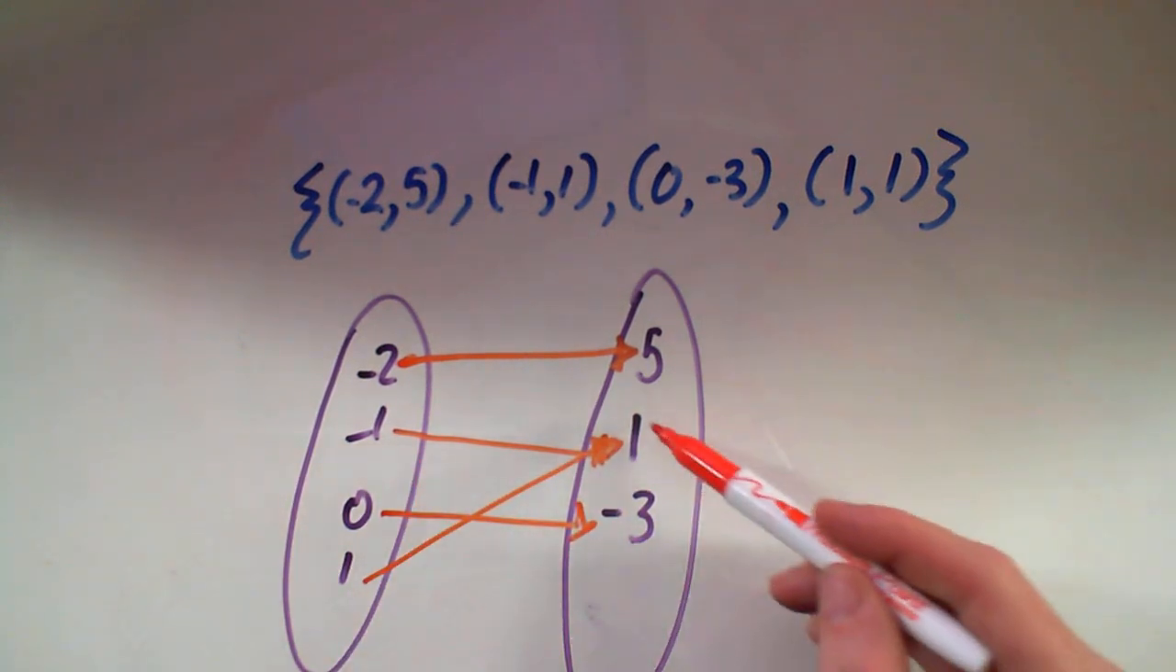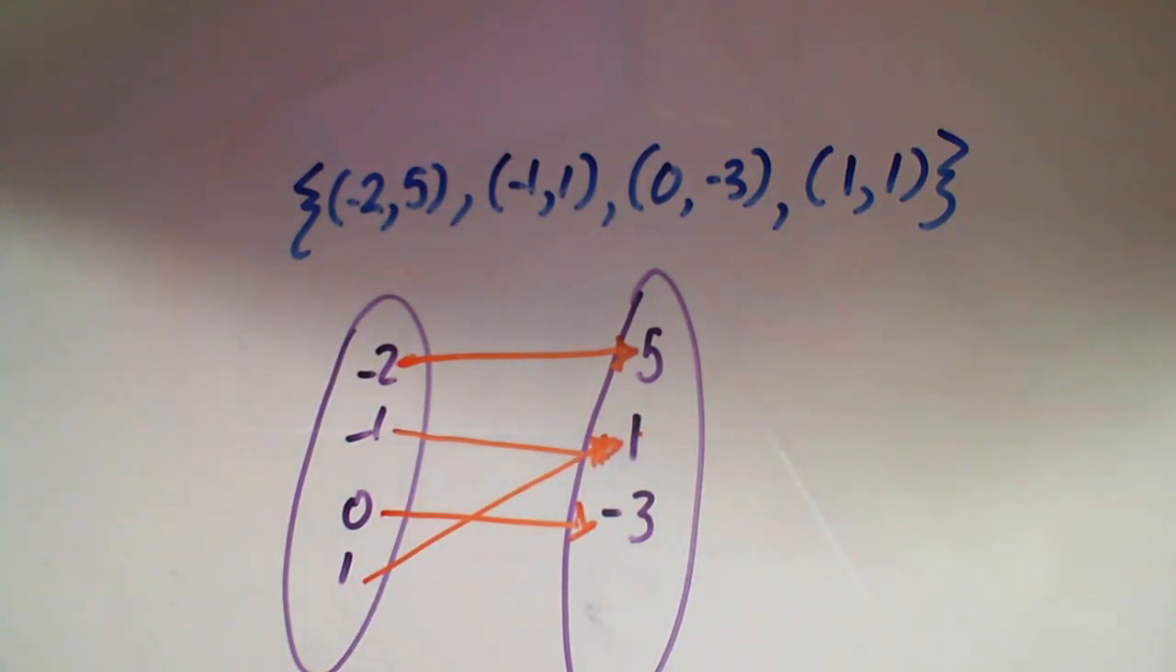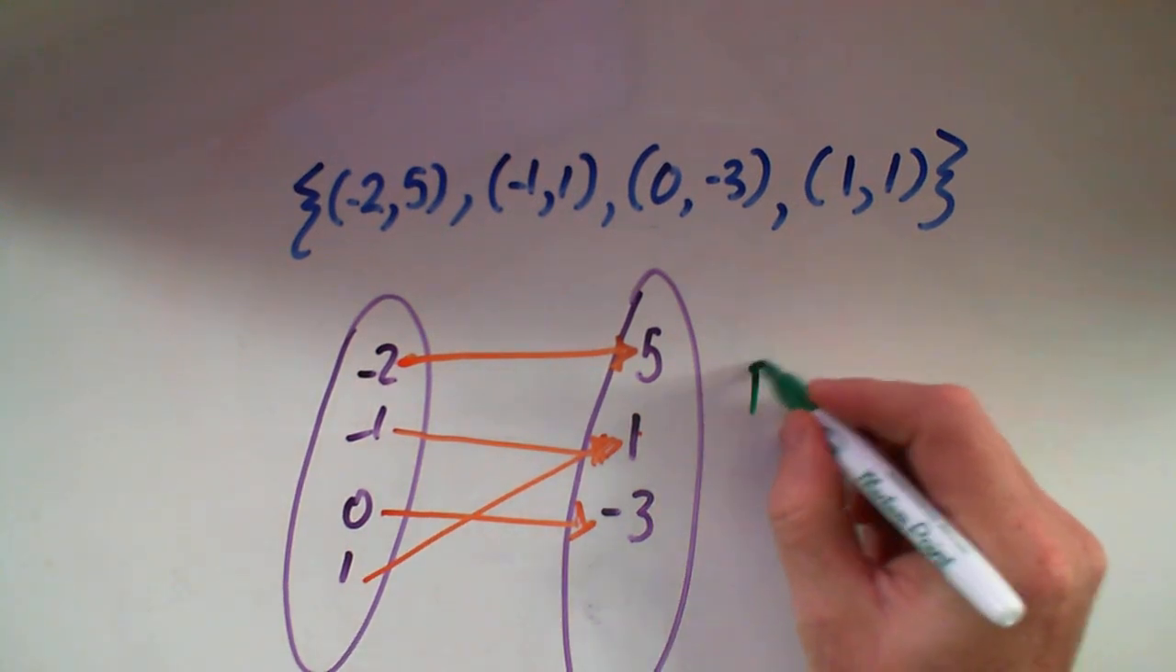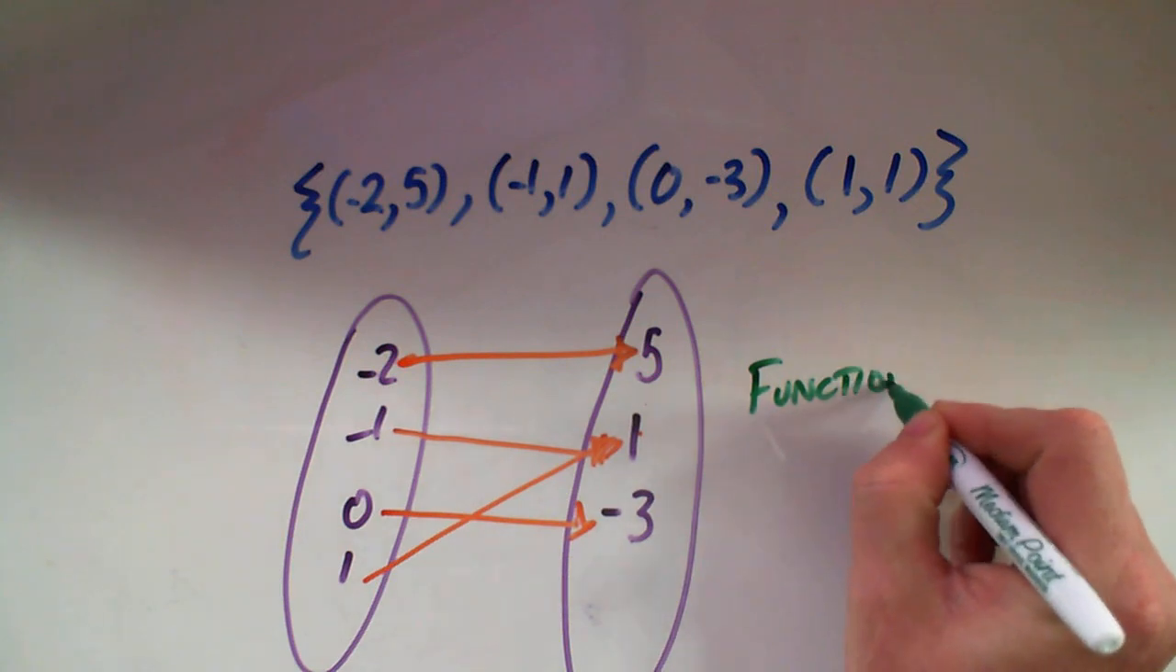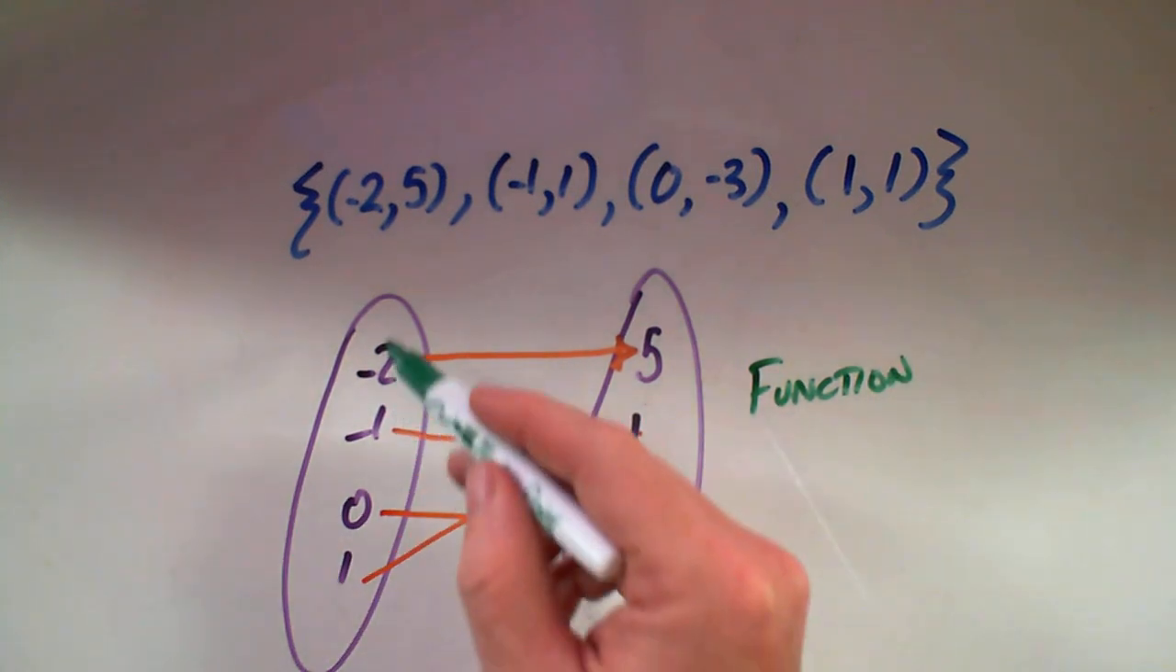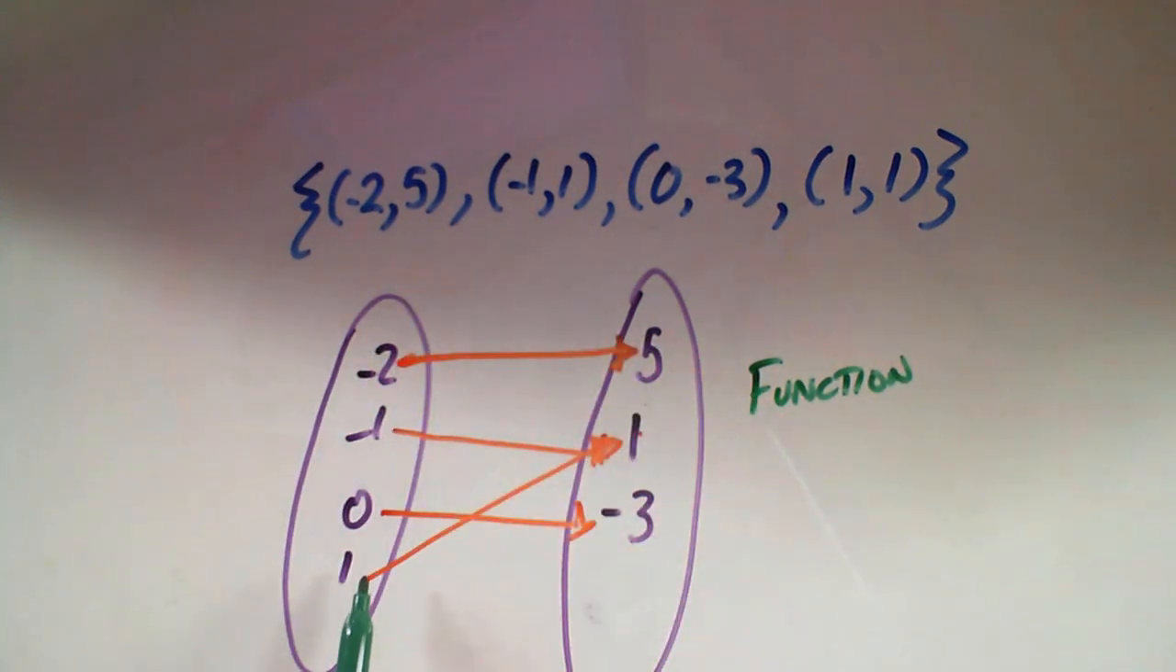2 different arrows go to the same output. That is okay with us. There is no problem. This is a function. And we can tell that it is a function because each one of my inputs only has a single arrow coming out of it. Each input has only one output. So yes, it is a function.